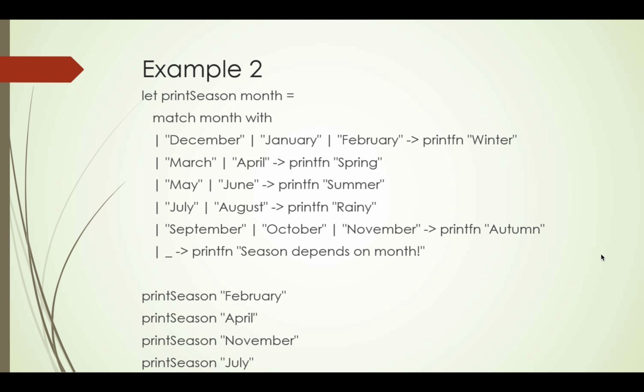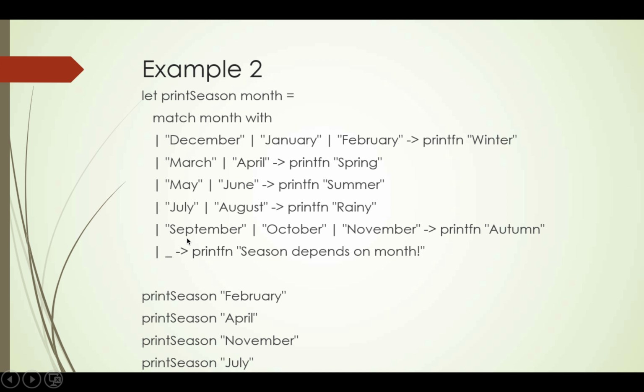Okay, so we have example 2 here. Let print season month equal match month with whatever these are. So first we're going to call print season with February. We're going to come up here, print season, month is February, match February with this isn't true, or this isn't true, or this is true. So we're going to print winter.